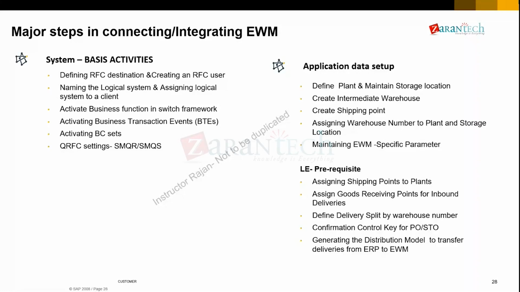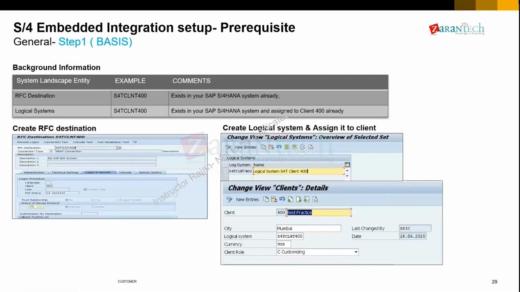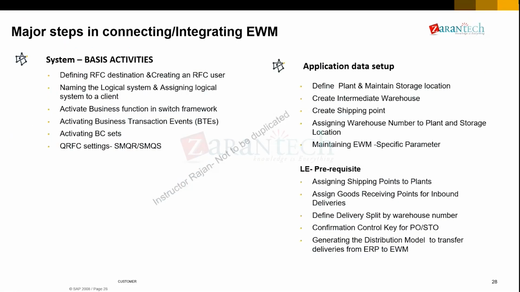The distribution model, you guys at this point may know that it's required to send the delivery documents. Essentially, there are BAPIs which are moving these deliveries via QRFCs. Any questions on this slide?